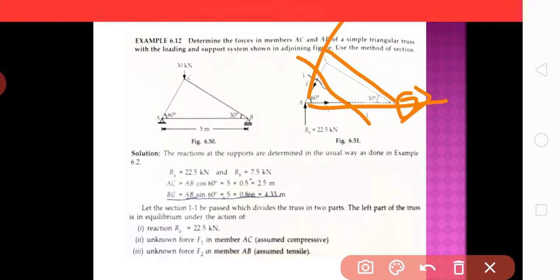So you can find out that this BC is AB cos 60. Okay, so cos 60 means 0.86 somewhere, so it will be coming out something 4 point something. This length will be something, you can calculate.